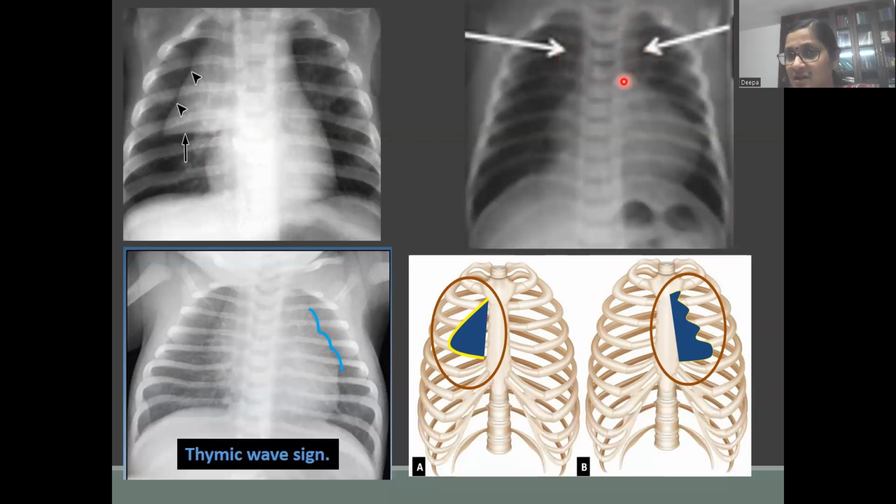So in this X-ray, you see that it is a narrow pedicle, and the thymic shadow is absent. So this could be a condition with thymic hypoplasia. Probably you'll have to rule out associated congenital heart disease or microdeletion syndromes.